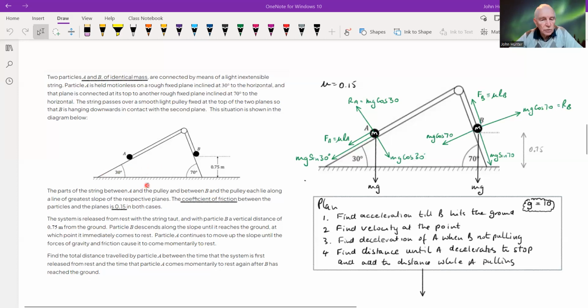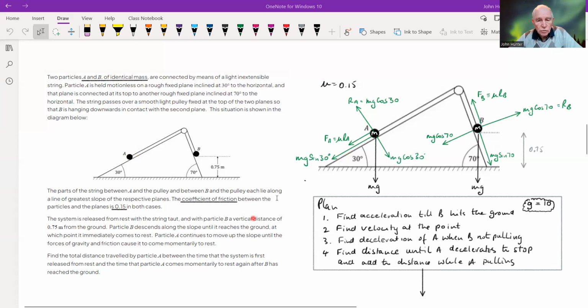So we've got two parts to our motion. First of all, B falling to the ground and dragging A up with an increasing acceleration. And then that pulling force disappears when B hits the ground, but A carries on. It's got some velocity at that point when B hits the ground, and so it will use that to climb further up the slope. So we've got two parts to this.